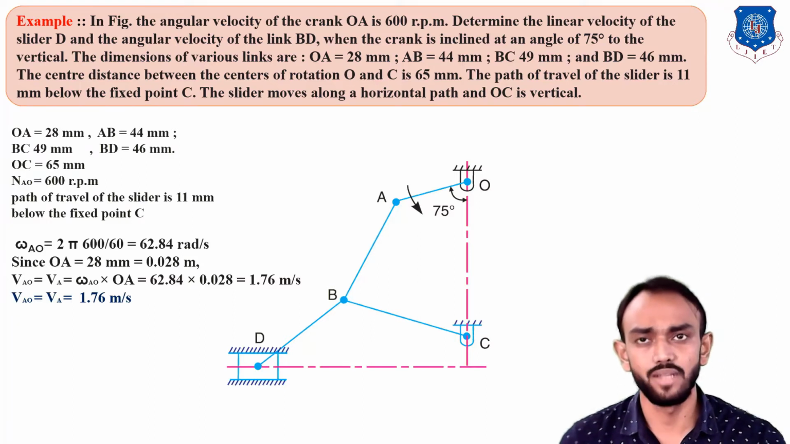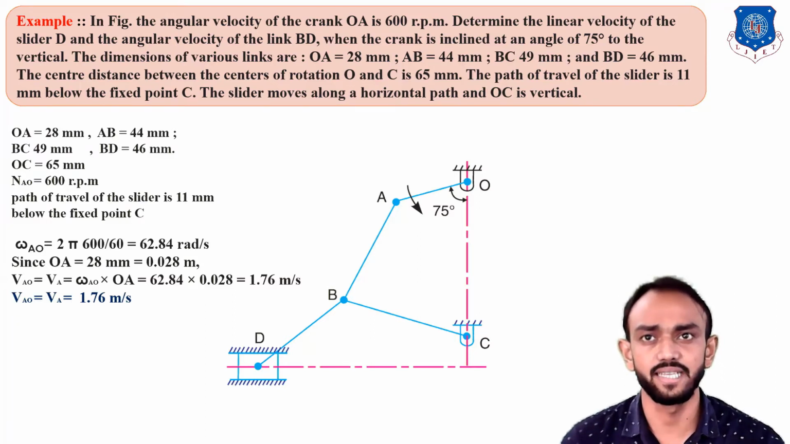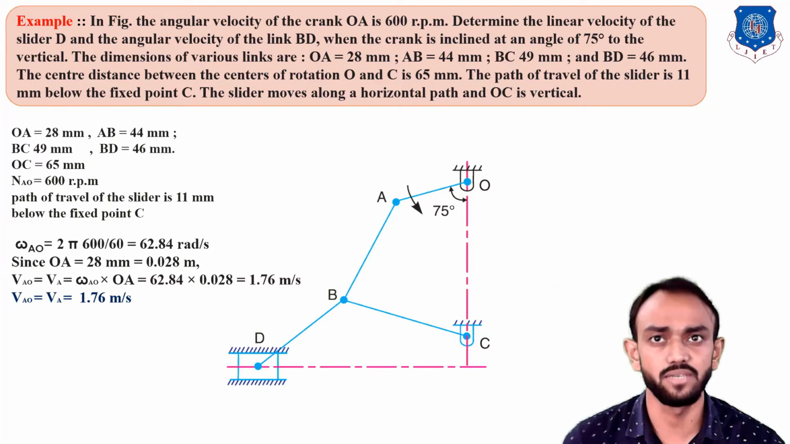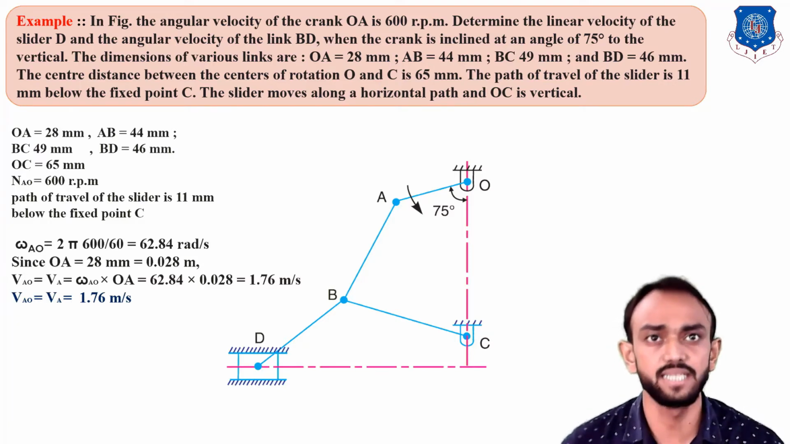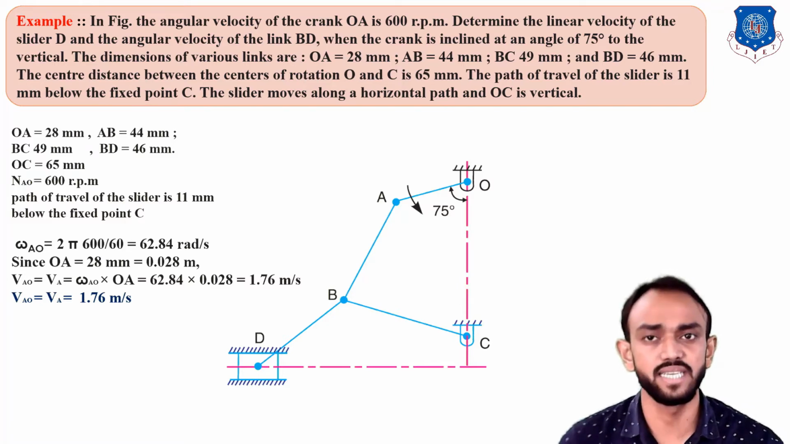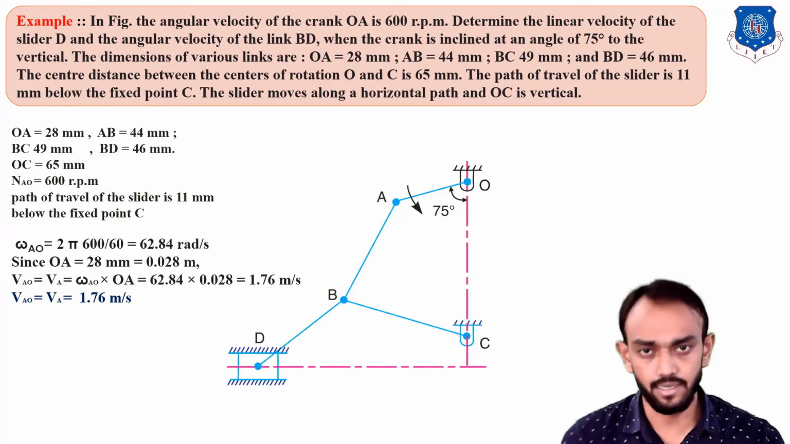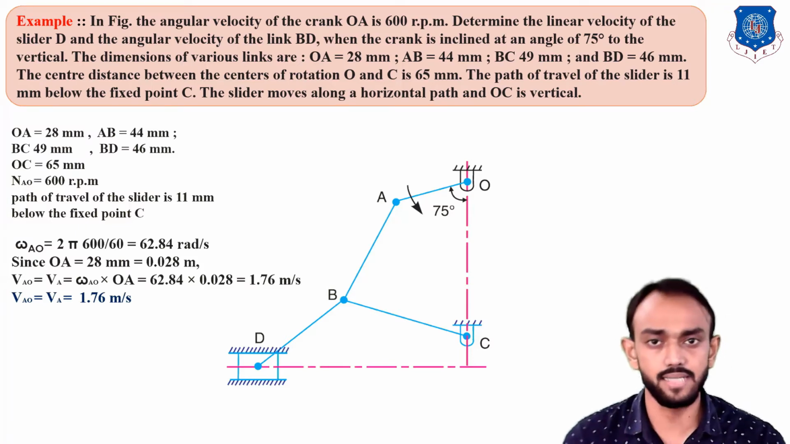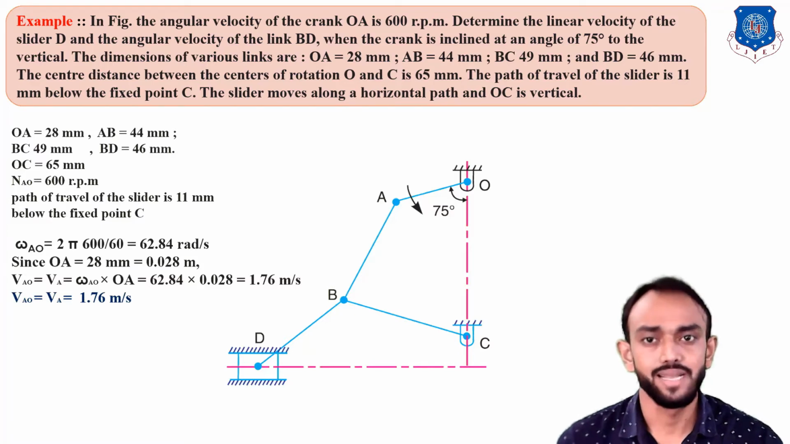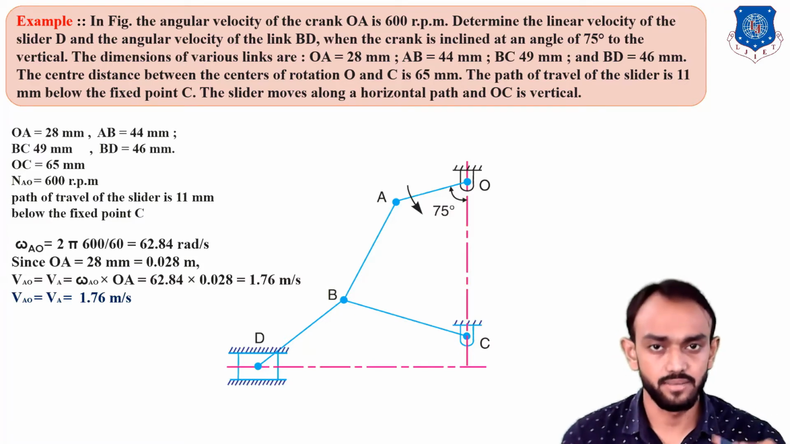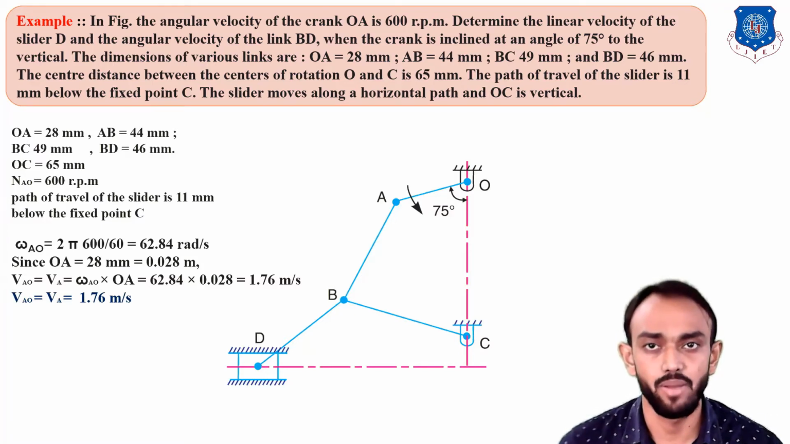Okay. So the lengths of all the links are given. OA is 28, AB is 44, BC is 49, BD is 46. The center distance between O and C is given as 65. The path of travel of the slider is 11 mm below the fixed point C. So you can see the line in which the slider is sliding, the red horizontal line which is passing through D, and the distance between it and C. This distance is 11 mm.